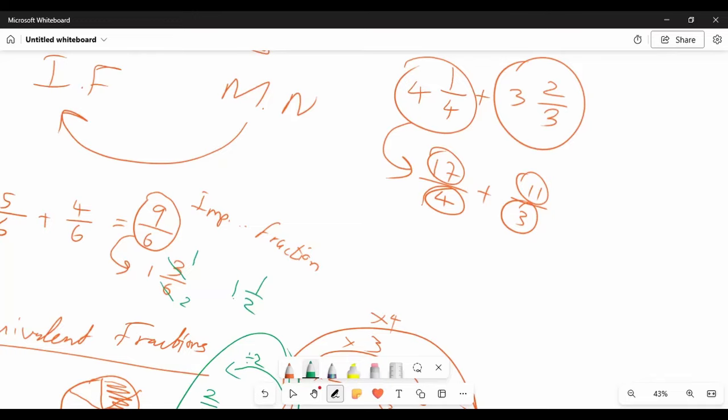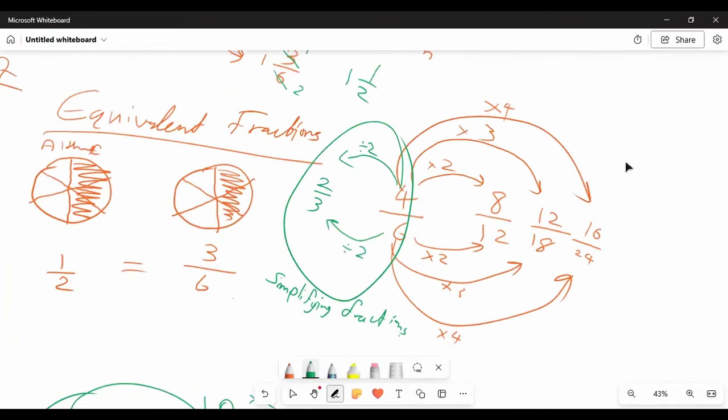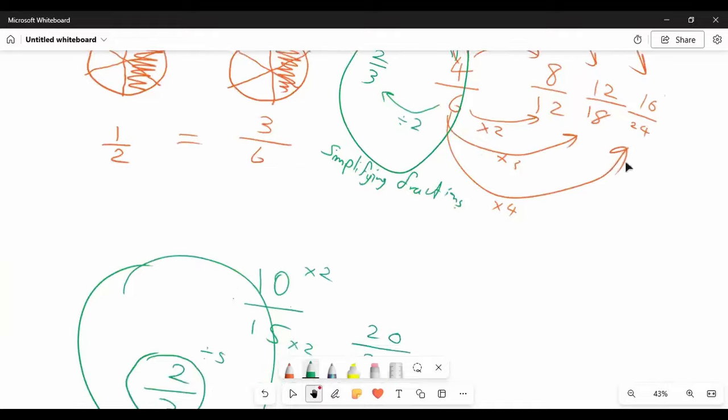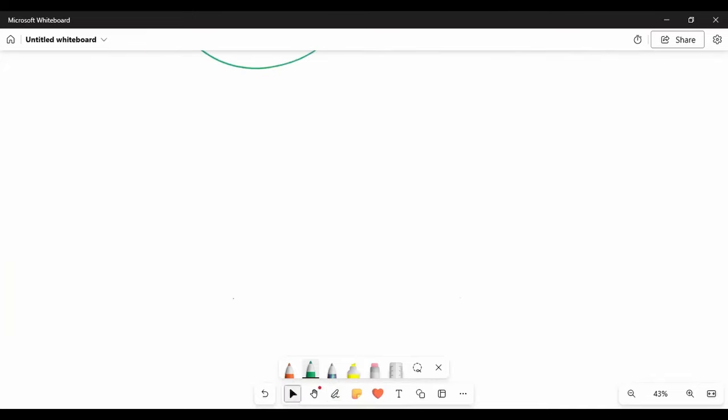Yes. Okay, great. So we'll go back to the chapter and the next one. So simplifying fraction is also done. Equivalent fraction is also done. All right. And then now we'll go to calculations.